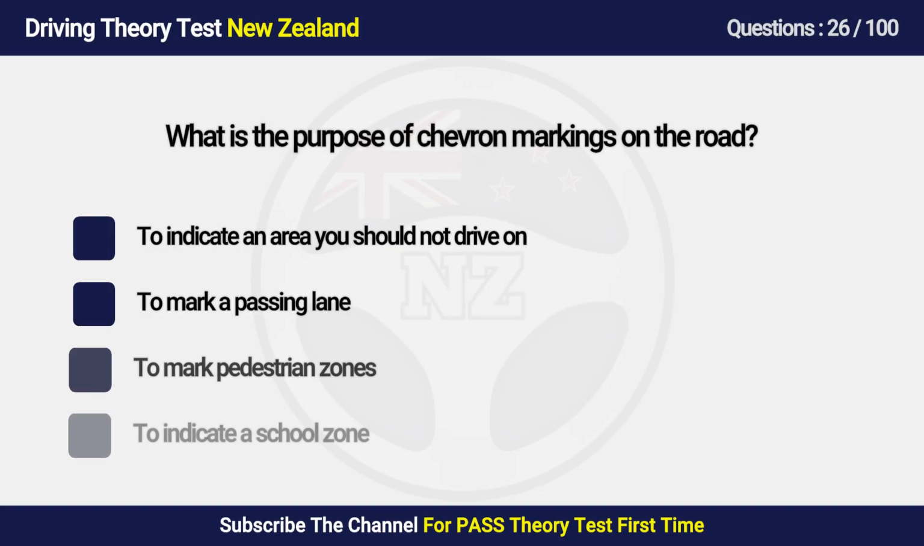Question 26. What is the purpose of chevron markings on the road? A. To indicate an area you should not drive on. B. To mark a passing lane. C. To mark pedestrian zones. D. To indicate a school zone.